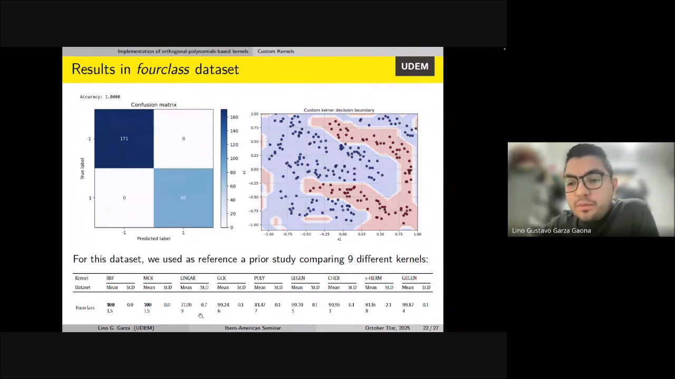This was also studied by Padierna, so we compare this dataset with many other kernels: the radial basis function, the linear kernel, polynomial kernel, based on Legendre, based on Chebyshev. You can see that we got a result similar to the best we can get. So this was a good sign.